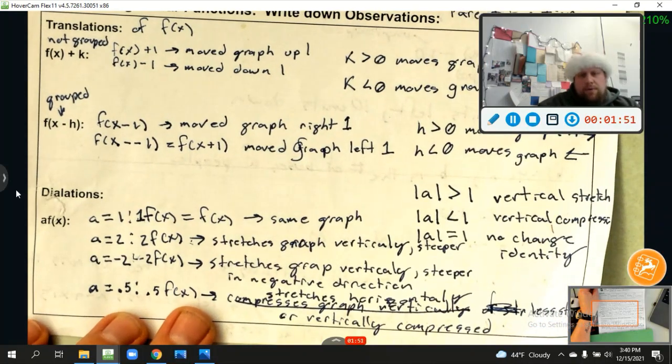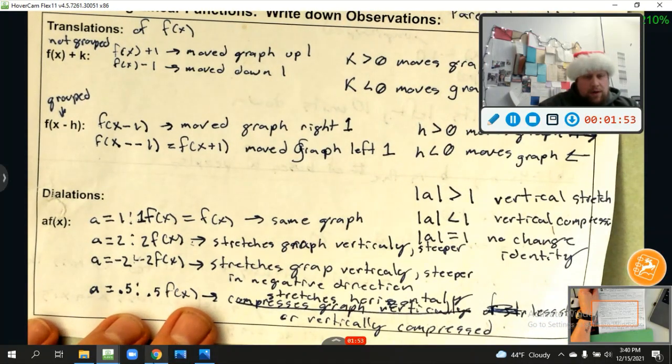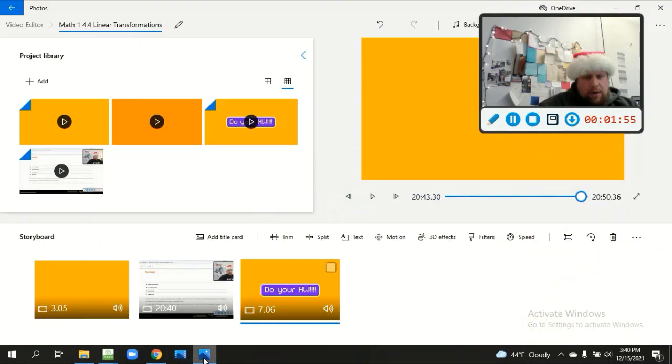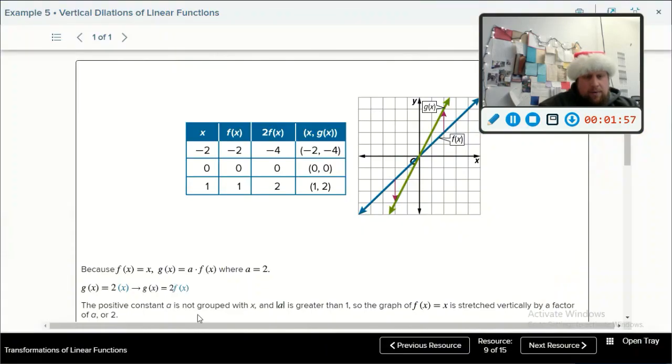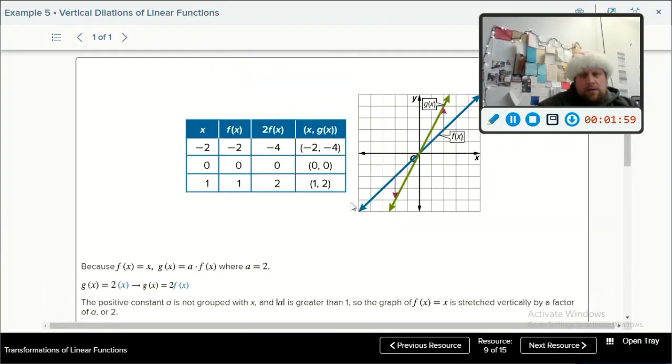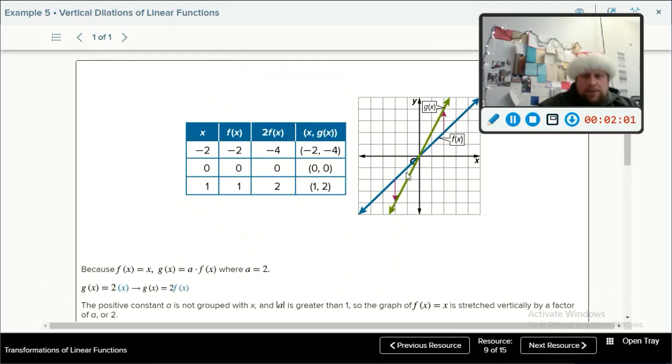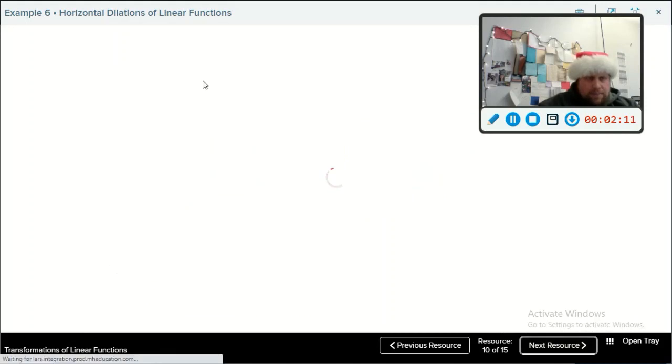So what we're talking about here is we've taken this graph, we multiplied it by 2, and what did it do? It made it steeper. But notice it didn't change the original point going through 0, 0. So let's go ahead and go on to the next.